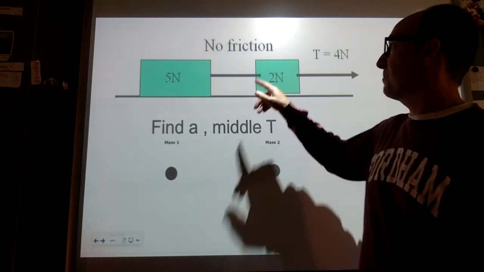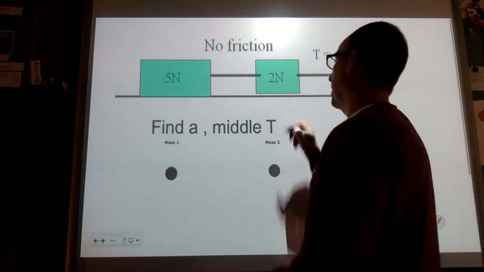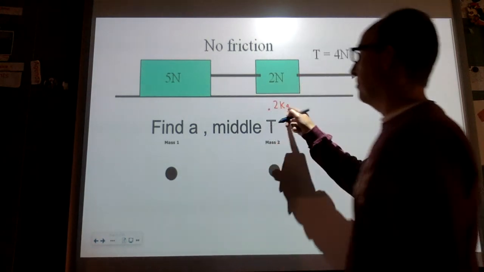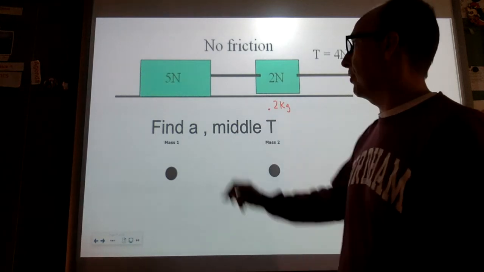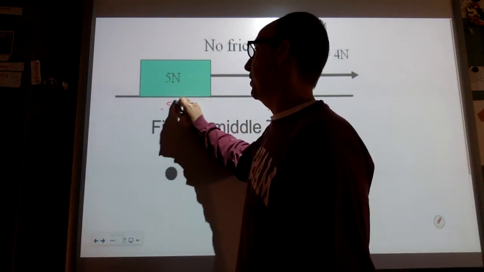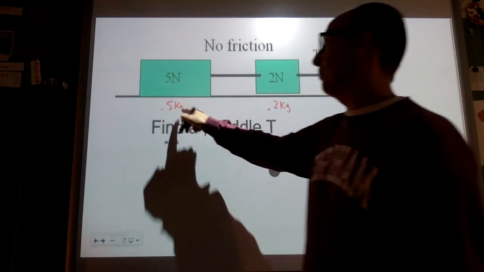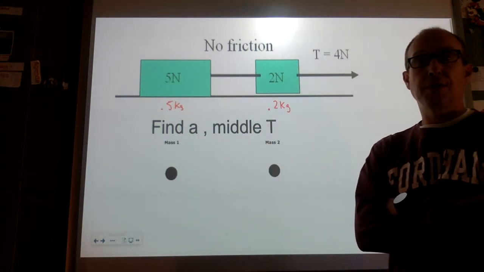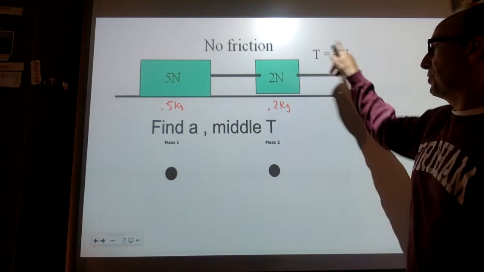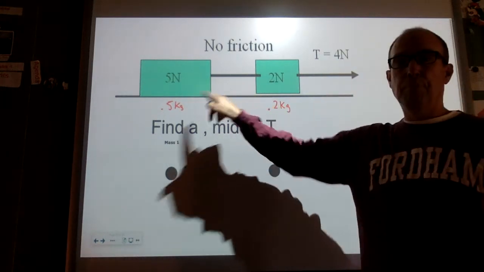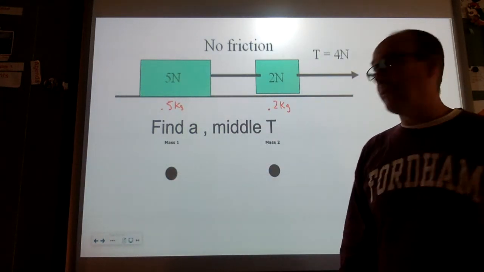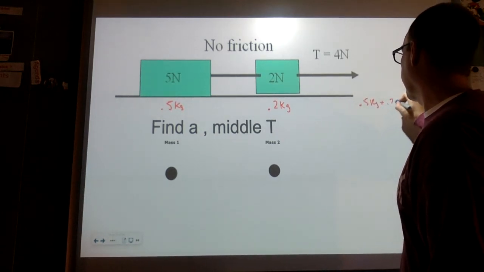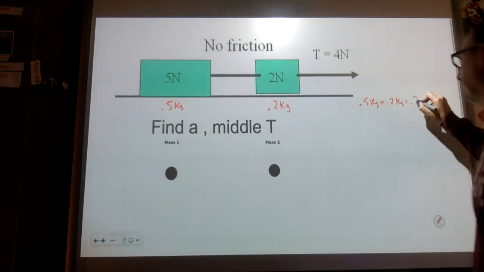So in this case, this is a 2 Newton block. It has a mass of 0.2 kilograms. This is a 5 Newton box. It has a mass of 0.5 kilograms. So this total force needs to accelerate 0.7 kilograms together. So those two together would be 0.7 kilograms.